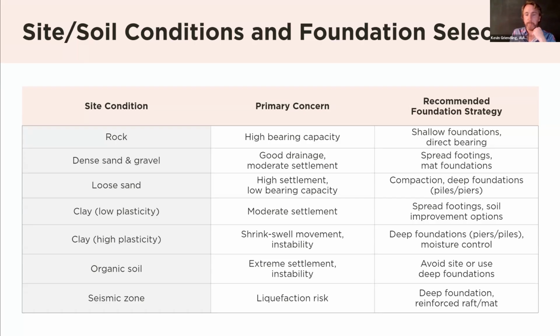Organic soils, not really great. And of course, you have to consider in seismic zones, liquefaction is very much a primary concern. And you oftentimes are using deep foundations or like a reinforced raft or mat foundation.